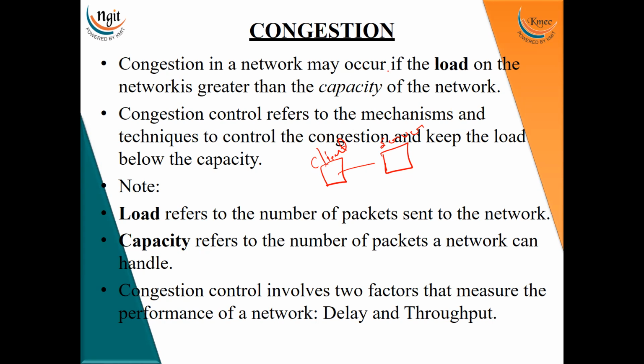Here in a network, congestion may occur if the load on the network is greater than the capacity of the network. If the load of the network is less when compared to the capacity of the network, there is no problem. That means when the load is more and the capacity of the network is less, then only the congestion will occur. Now here, what is meant by congestion control?